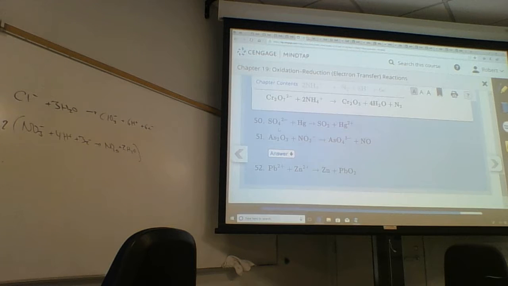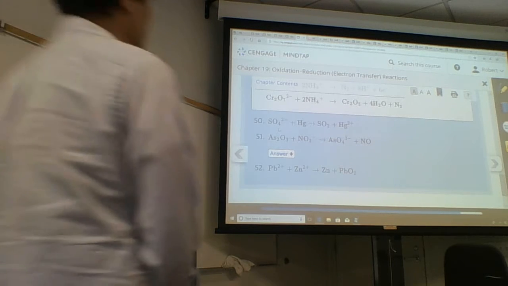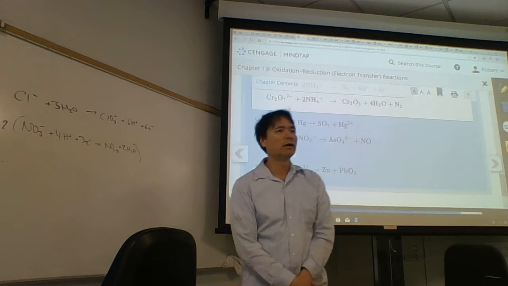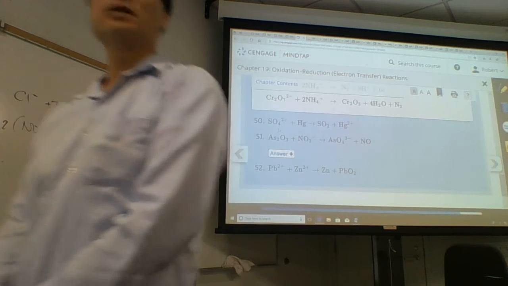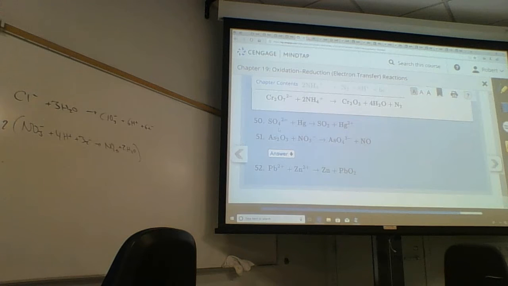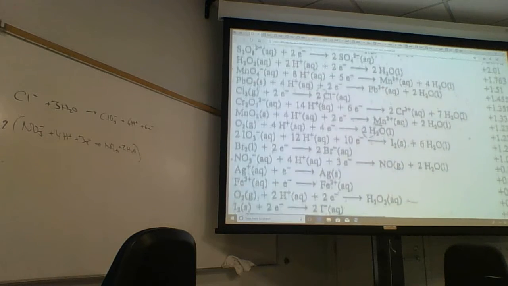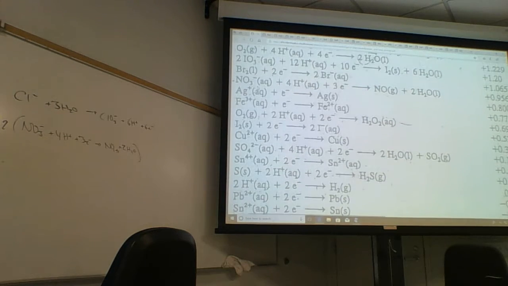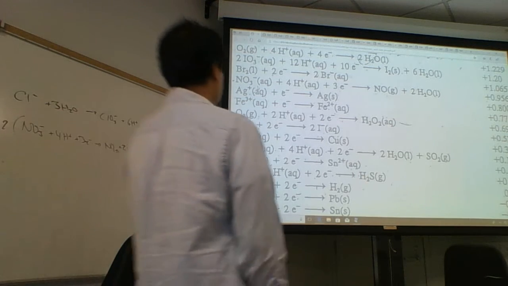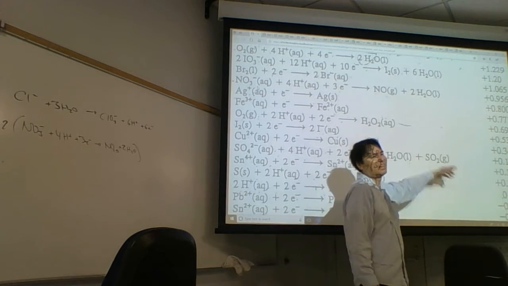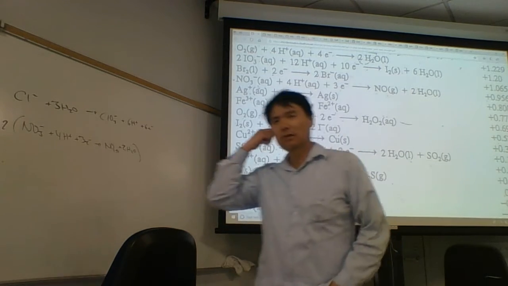How about this one? Sulfate goes to sulfur dioxide. Is that on the chart? Do you remember seeing sulfate on the chart? Yes. Do you see it here? Sulfate goes to sulfur dioxide. So I'm just going to copy it. Just copy it right off the chart.